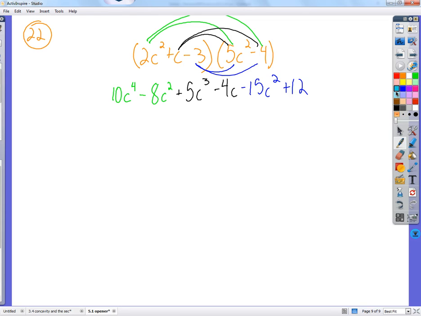All right, so we look for c to the fourth. There's only one of them, so we don't need to combine it with anything. Here's a c to the third. Skip that one. Go to the c to the third. There's no other ones. That's good. There we got our c squared term. Here's another c squared term. Negative 15 minus 8 is negative 23c squared. C term, there's only one of those, minus 4c, and there's only one constant, 12.